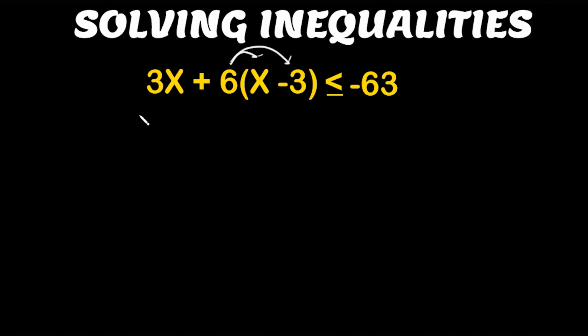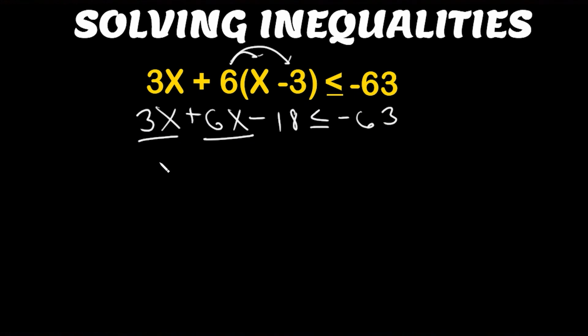So I'm going to rewrite it. I get 3x plus 6x. Again, we're just going to distribute the 6 and then negative 18. Less than or equal to negative 63. From here, we want to combine like terms. 3x and 6x, that will give me 9x minus 18, less than or equal to negative 63.